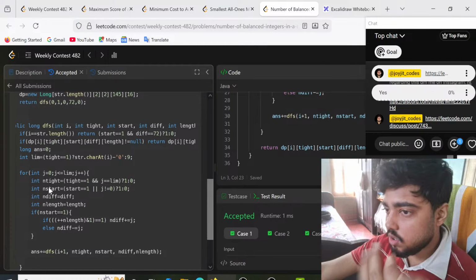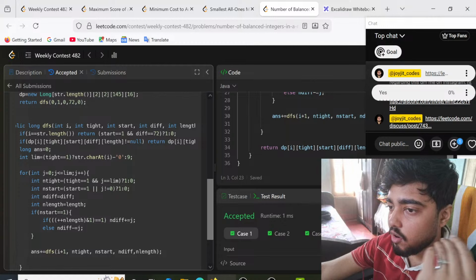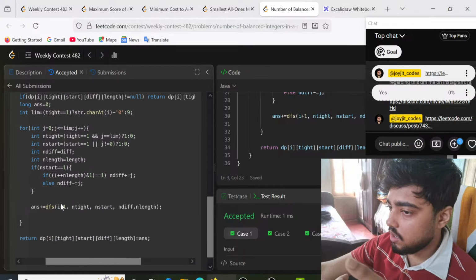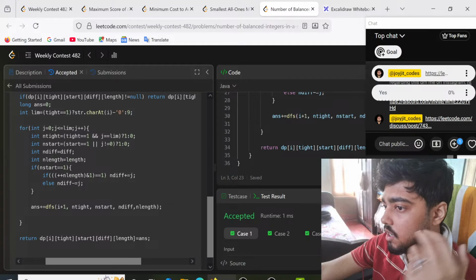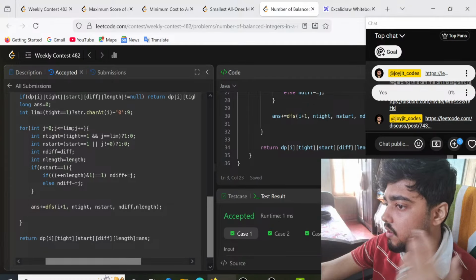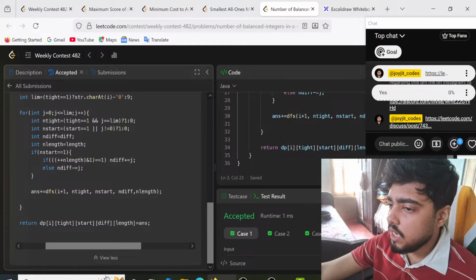We have got the new type, the new start, the new difference, the new length. And the new index is nothing but i plus 1, that is, you're going one step ahead. So answer plus equals DFS of i plus 1, new type, new start, new diff, new length. And at the end, you will return dp of i of that, and you can assign the answer to that.